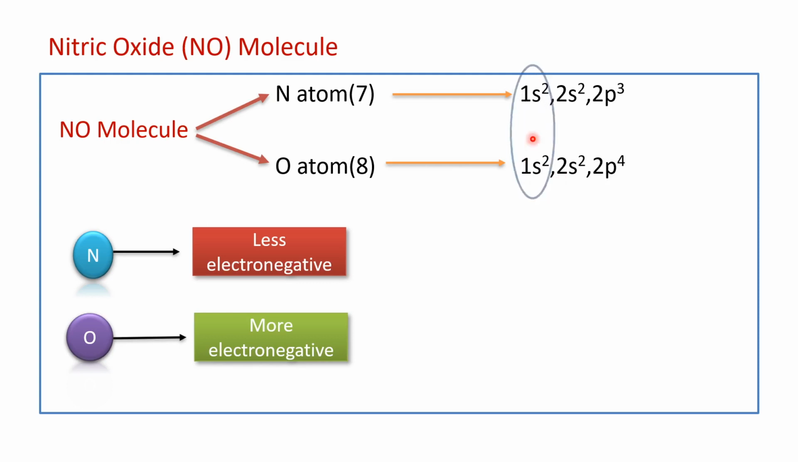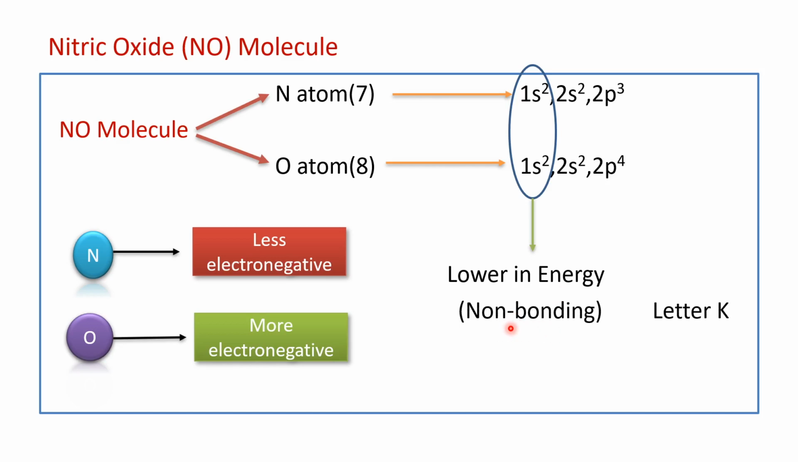Then these 1s2 electrons of both nitrogen and oxygen are considered lower in energy, and as they are lower in energy, they are non-bonding. Why non-bonding? Because they are not used for bonding, and hence while writing the MO electron configuration, we have to use the letter K. Why the letter K? Because these electrons are present in the first shell, and the first shell is known as the K shell. Here there are two 1s orbitals. The first 1s orbital is for the nitrogen and the second 1s orbital is for the oxygen. So in the MO electron configuration, we have to repeat the letter K.